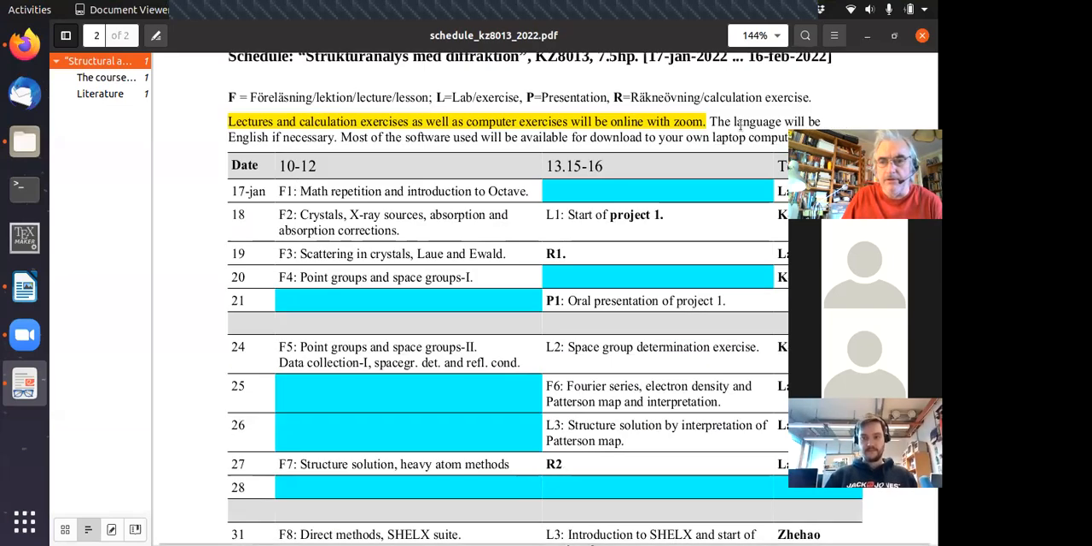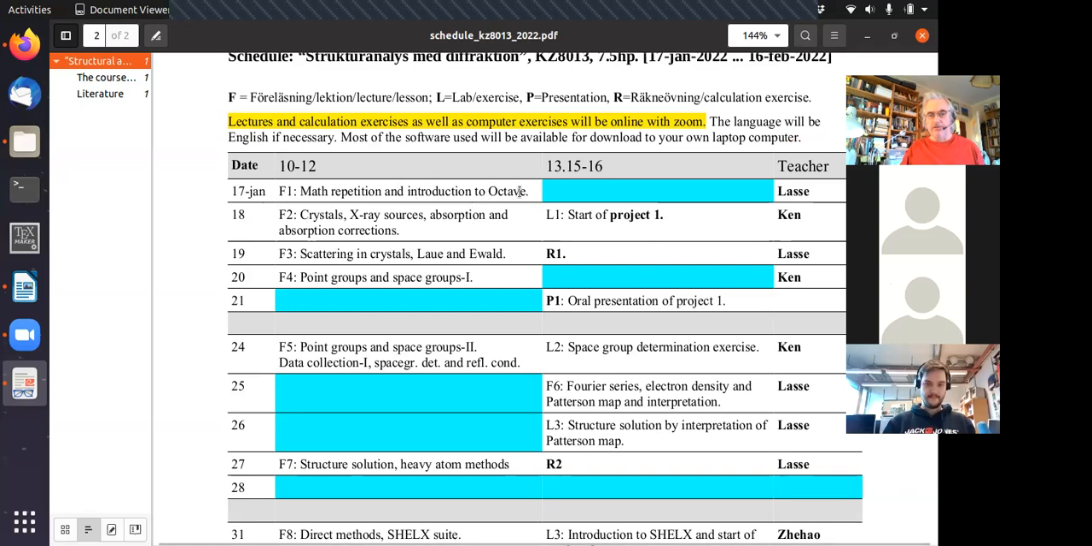Lectures or schedule. So today, for example, do you see my schedule? Today we'll have some math repetition, introduction to a program called Octave. It's just a mathematical software that one can use for doing calculations. Not necessarily the only one. It's quite similar to MATLAB, but a bit simpler. It's a freeware version of MATLAB, one can say.